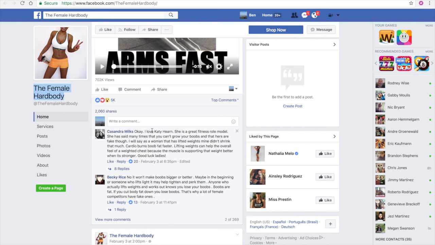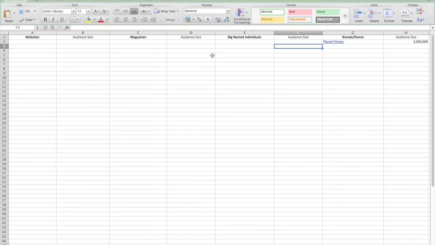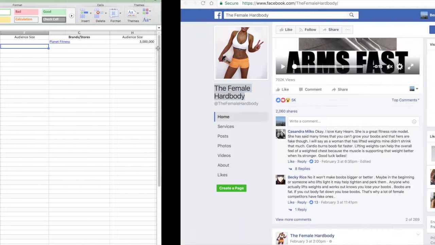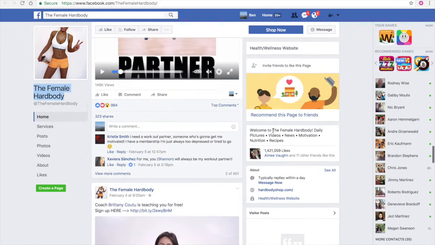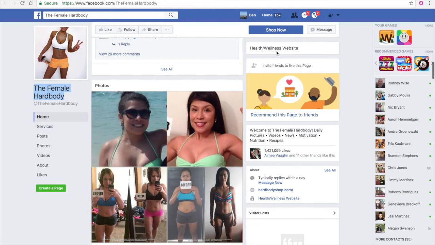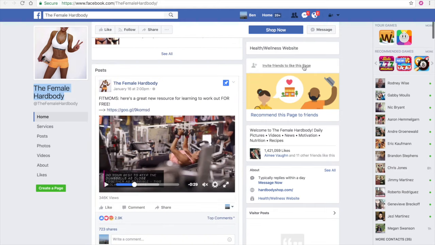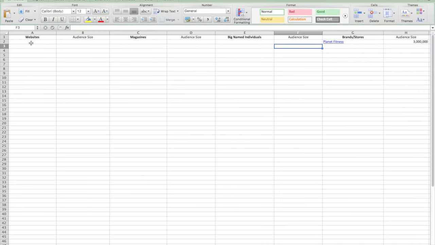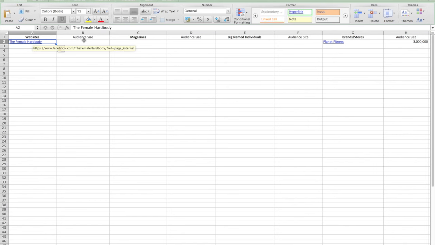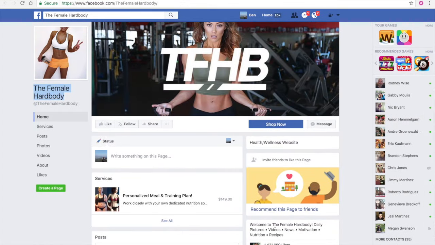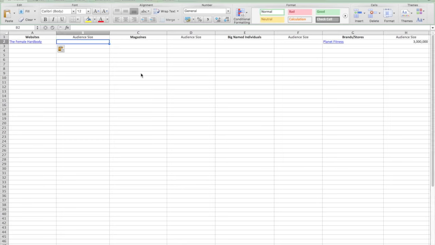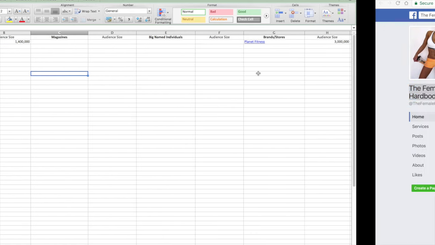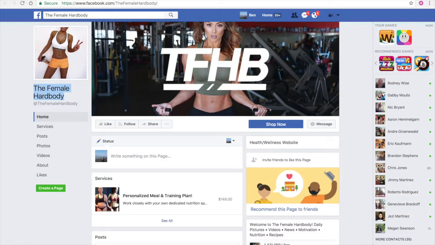So we're going to grab this, and I would say that this might be a magazine. It's a website. Okay, so we know it's a website, so we can go over here and put that there, and the audience size is 1.4 million. So we're going to put 1.4, and I'm actually going to look for a magazine and a big name individual just to prove the point.